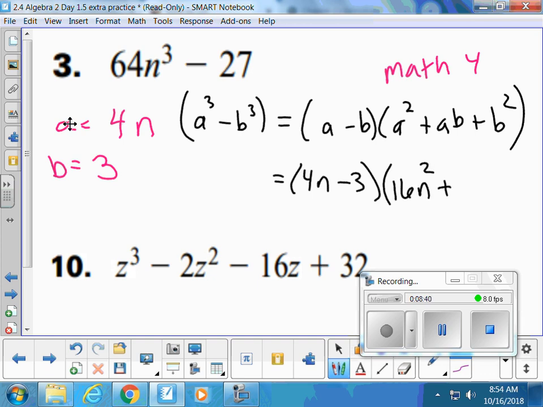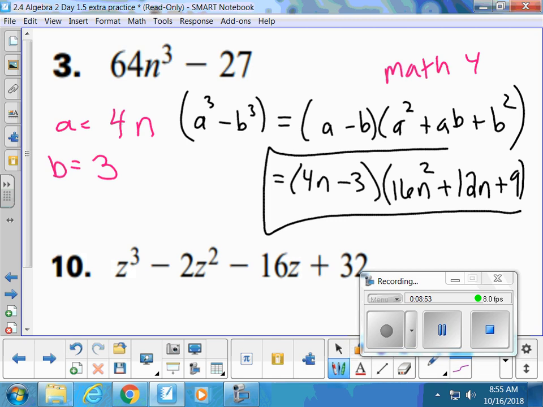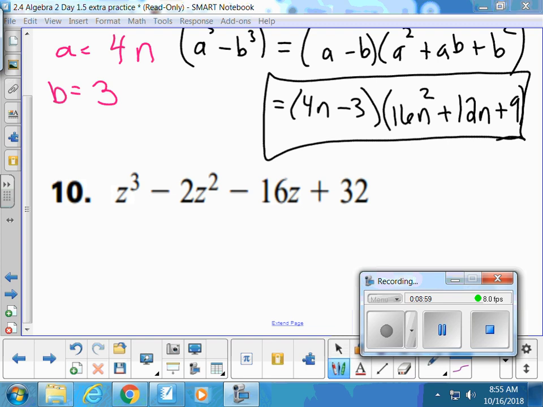A times b would be 4n times 3. 4n times 3 is 12n. And then b squared is 3 squared, so 9. And that's what it looks like. Okay. Whew, we survived our first.